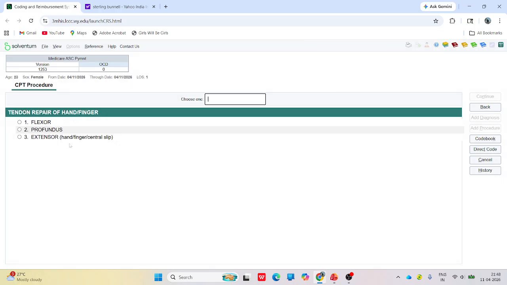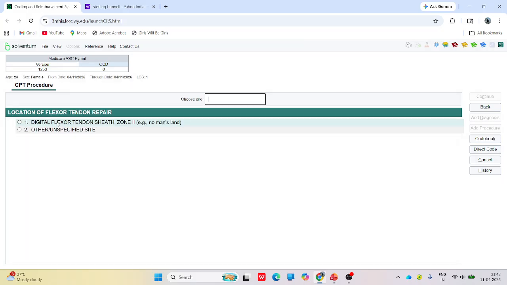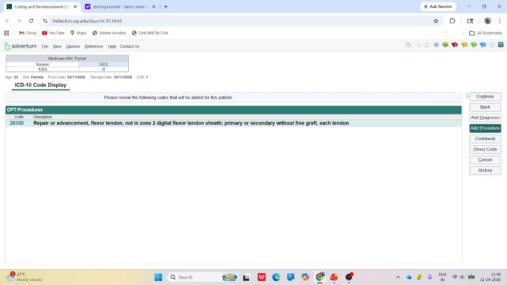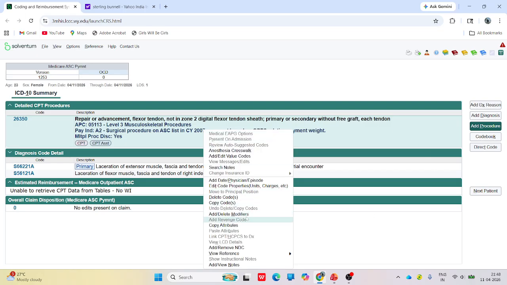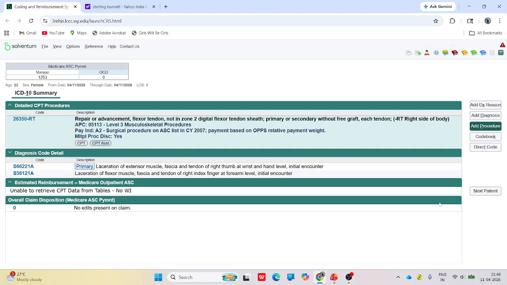hand and finger, flexor. That one is flexor tendon. Okay, flexor tendon, primary, it's primary as we see here. No other tendons will be there. So 26350. Okay, so this one is the repair of the, so which hand? Right. So we'll give the modifier right, like that.